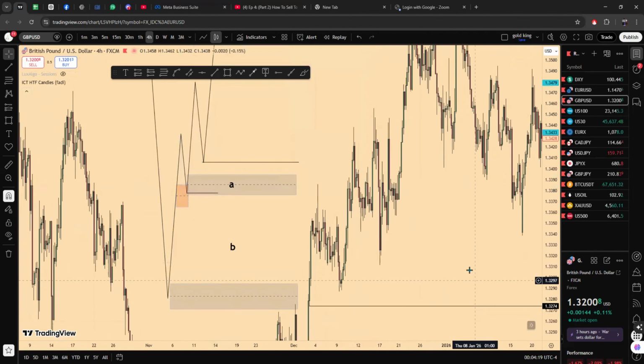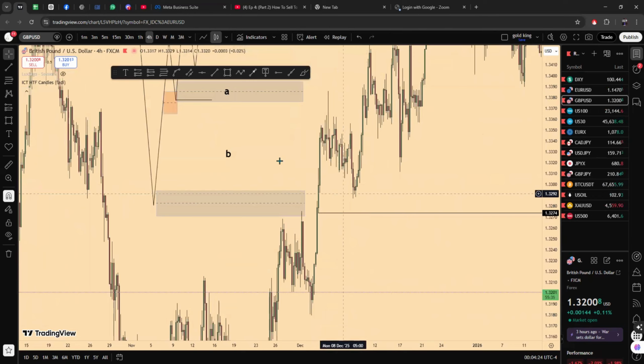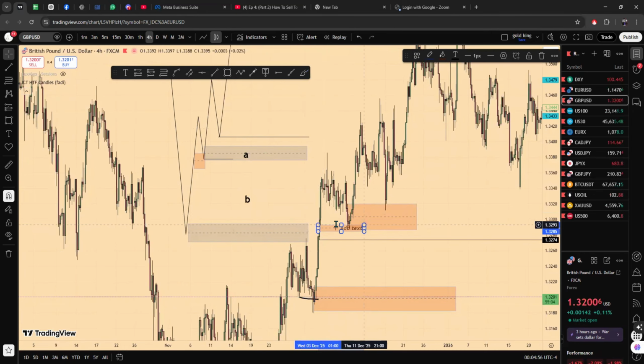Let's see if this is going to work. Now we have this zone here. Let's say that we have this other block here, and then we have this one. If you look closely, it's the same thing. We had a stop point here, validating the first point of interest. Our first point of interest is validated. Our second is validated because it also has a stop point, and not just a stop point, it has a stop point also filling out some liquidity.